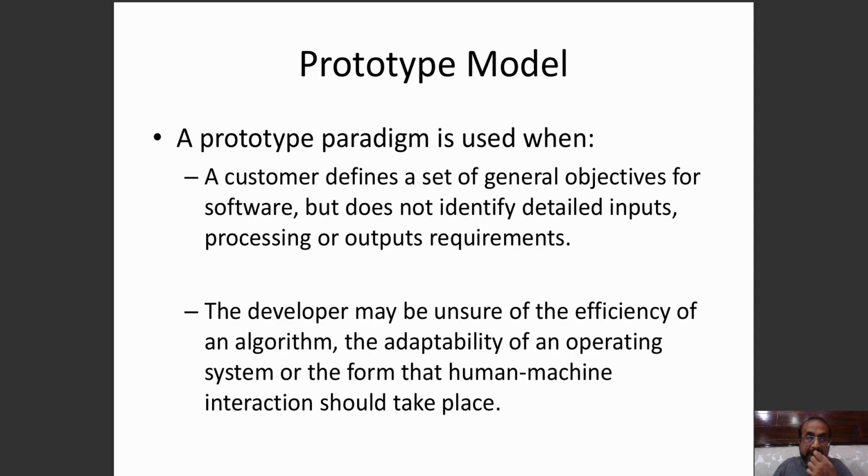Likewise, the developer may be unsure of the efficiency of an algorithm, the adaptability of an operating system, or the form of the human-machine interaction that needs to take place to convert the input to the output. So in this prototype paradigm, both the customer and the developer don't have a total understanding of the system. So we can say the parameters that we identified, that the requirements should be stable and well understood, both fail when we choose an evolutionary type of process model.